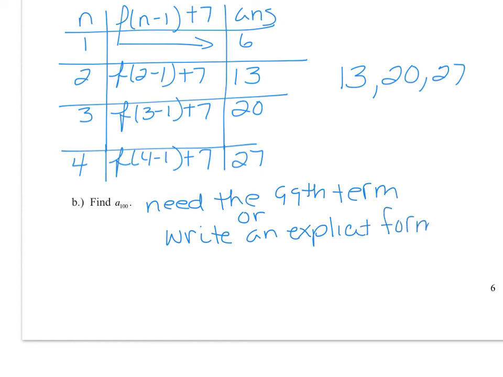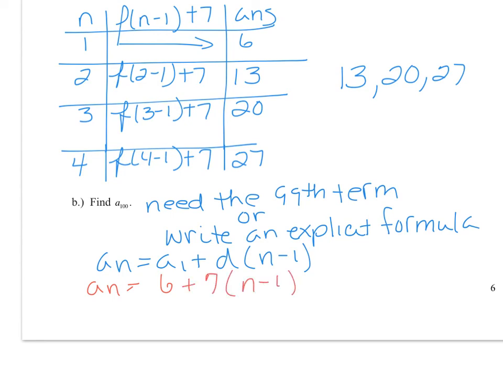Okay, so we're going to write an explicit formula. I think that's so much easier. So we're going to say a sub n equals a sub 1 plus d times n minus 1. So let's fill in what we know. A sub n, the first term they gave us was 6, plus what were we adding? 7 times n minus 1. All right, so now we have 6 plus 7n minus 7. So a sub n comes out to be 7n minus 1.